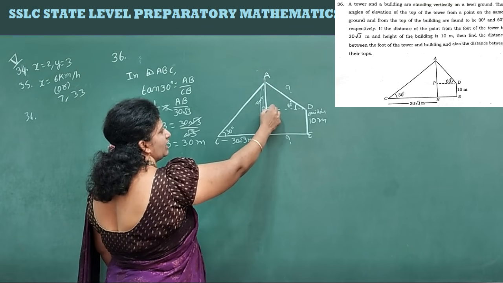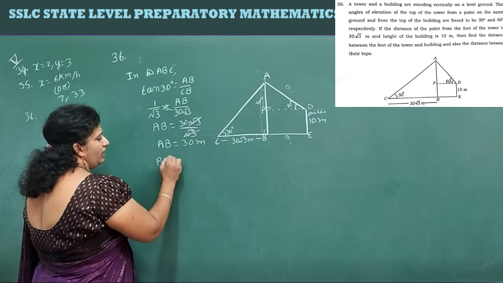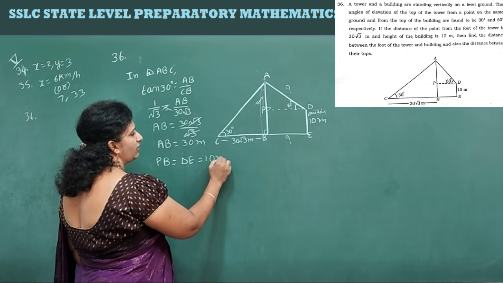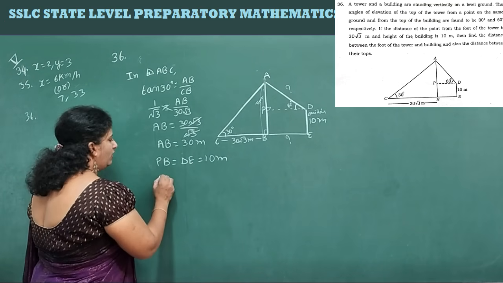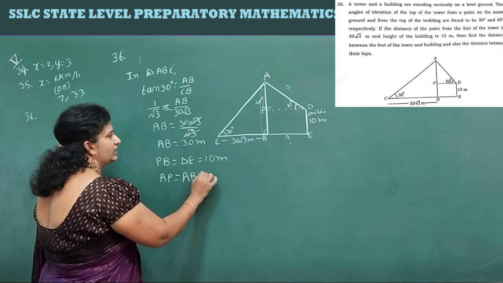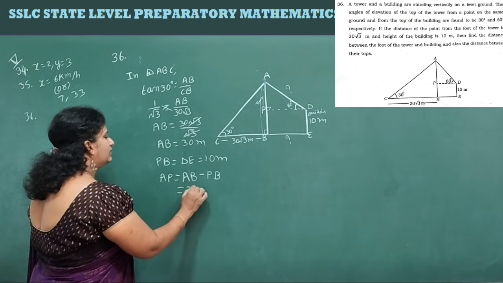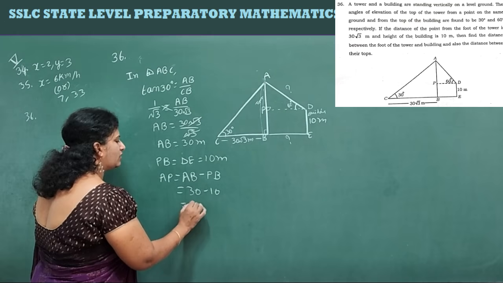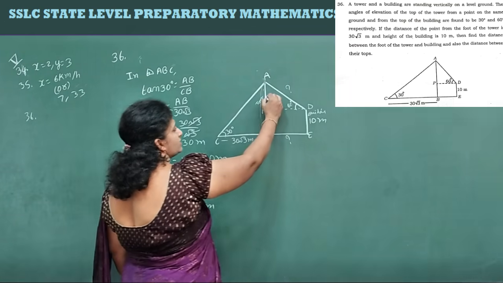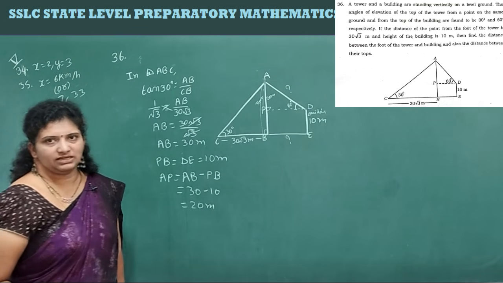I don't want AB now. I'll take this right triangle. I need AP. So what do I do? PB is equal to DE, building height, right? So both are equal to 10 meters. Now I need AP. How do I get AP? From the total height of the tower, you subtract the building height. That is 30 minus 10 is equal to 20 meters. Right? Now what is this height? 20 meters.